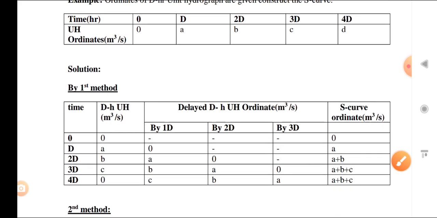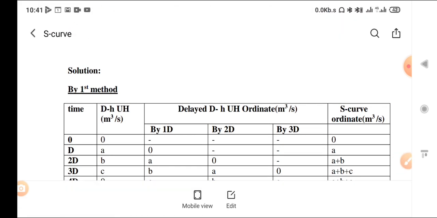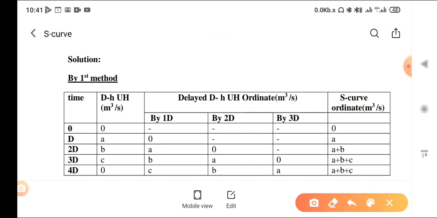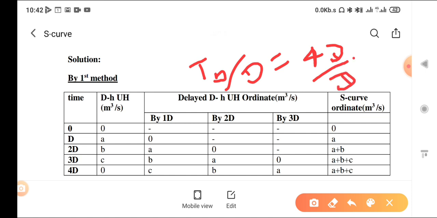How many unit hydrographs are required for the construction of the S curve? The number of hydrographs is equal to TB divided by D. What is TB here? TB is 4D, the base width, and D is itself D, so the number is 4. So here we have to add 4 hydrographs, each lagged from the previous one by D hours.